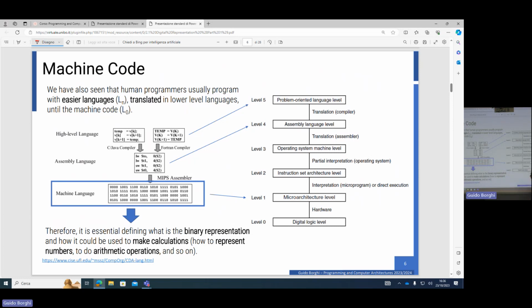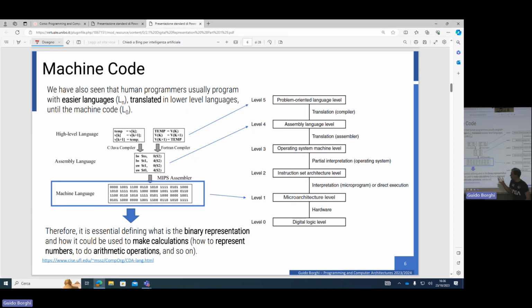So it's very important to define what the binary representation is. The binary representation is the representation used in the machine language, and how it is possible to use this binary representation to do what? To, for example, make calculations, to represent numbers, to do arithmetic operations, and many others, to open an image, to show an image, to play a video game, and so on.